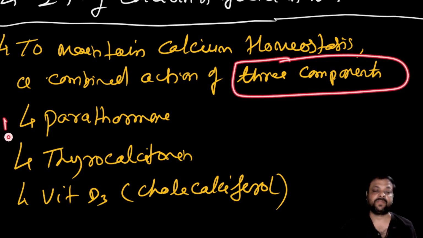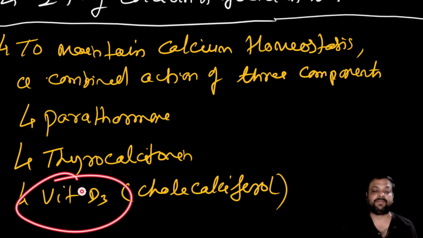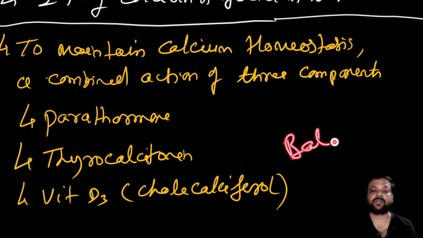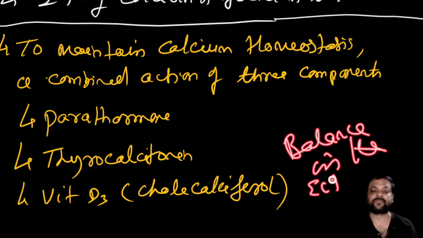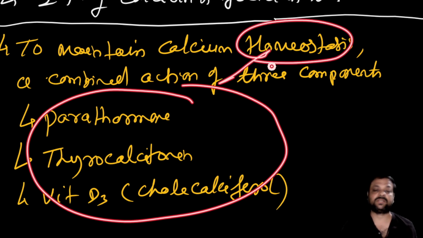three basic components. One is the parathormone. This is the thyrocalcitonin, as we have discussed in the thyroid gland, and vitamin D3, cholecalciferol hormones. So this combined action helps in maintaining what? That is calcium balance in the body. The calcium balance in the where? In the ECM. Got it? So this combined action is needed for the particular homeostasis.